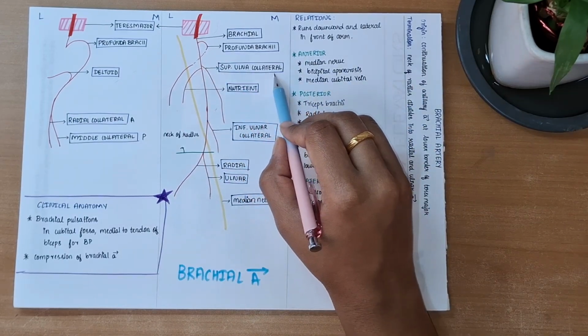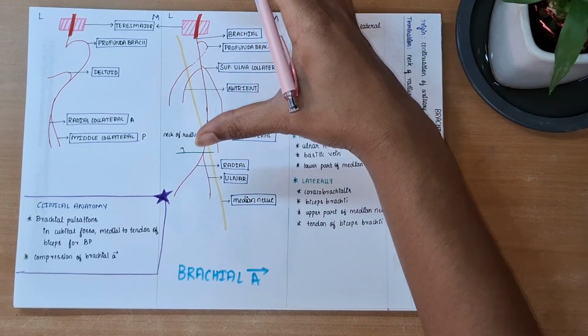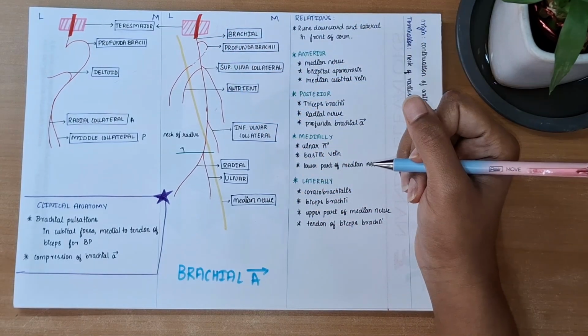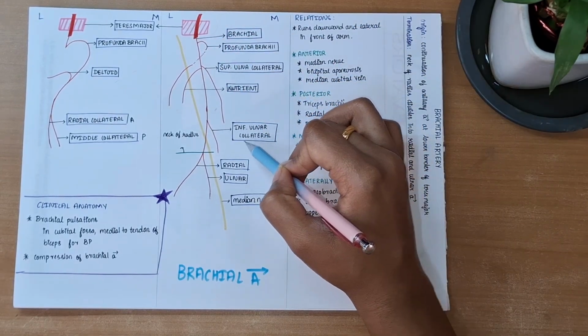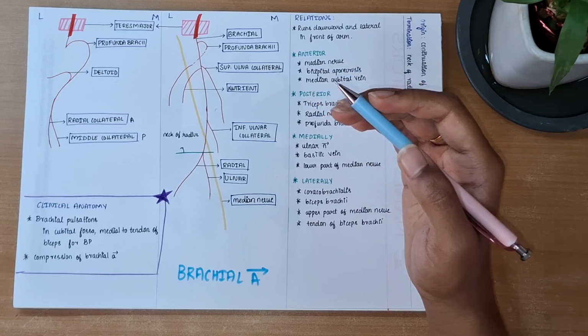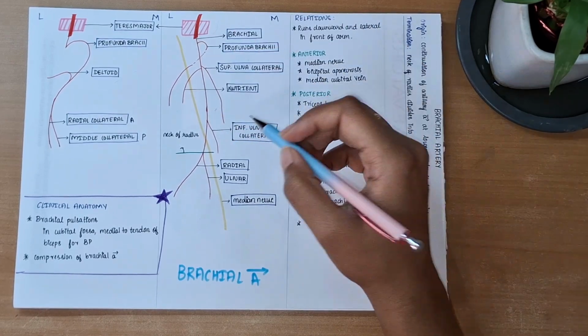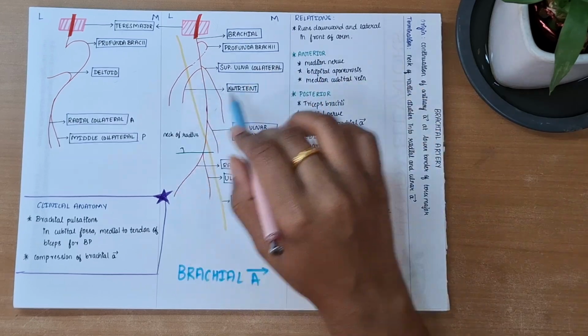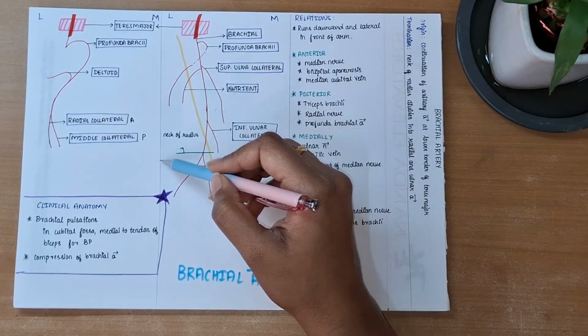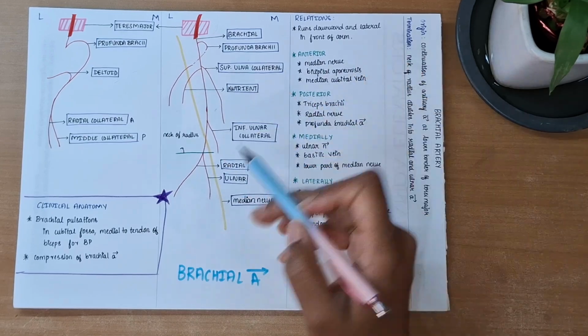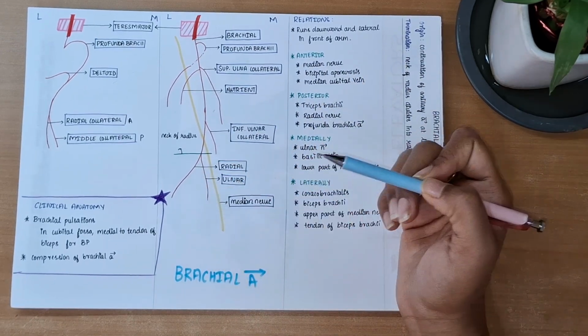Superior ulnar collateral artery arises from the upper part of the arm and is accompanied by the ulnar nerve. Inferior ulnar collateral artery arises at the lower part of the arm and is going to be involved in the elbow anastomosis. And at the neck of the radius, this brachial artery gives two main branches, the radial artery and the ulnar artery.